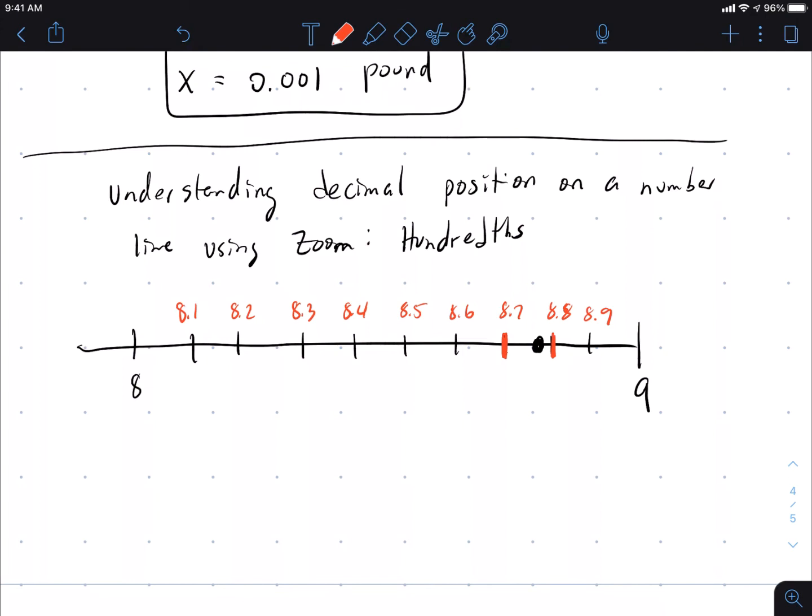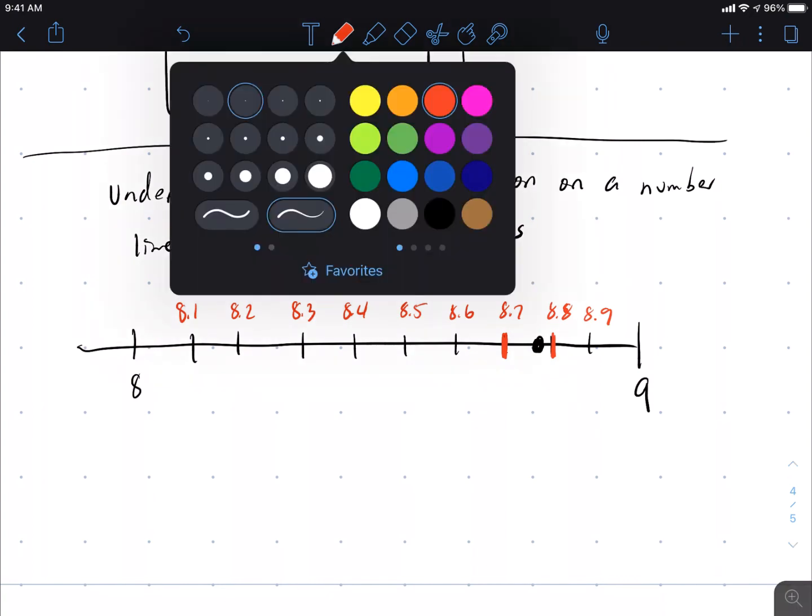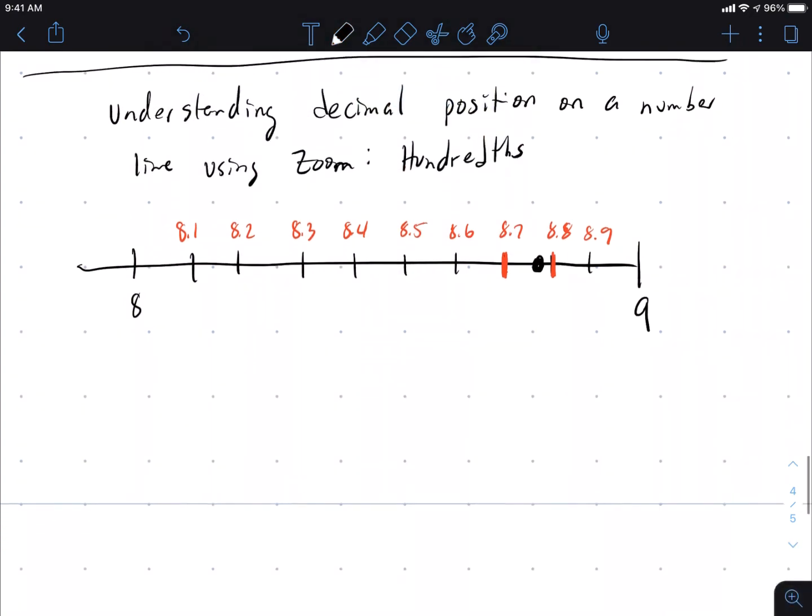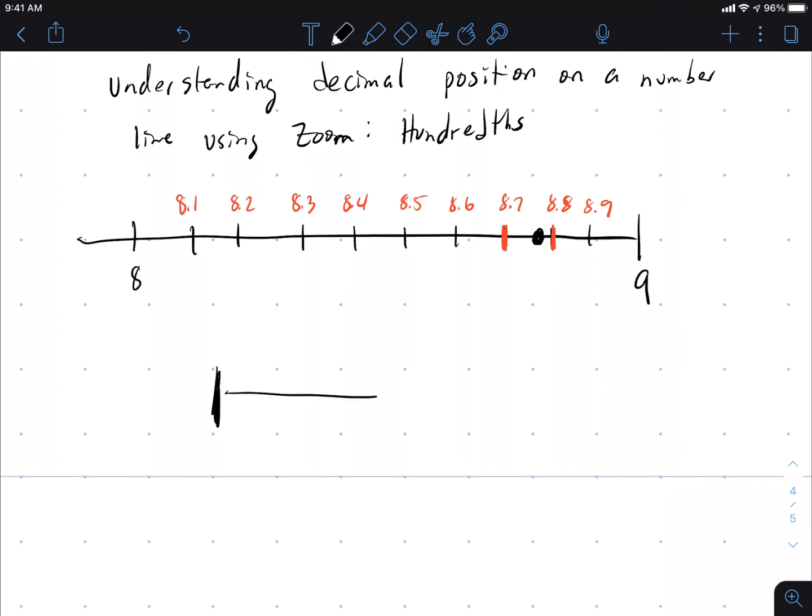So now that we understand that, I'm going to zoom in. This is 8.8 and this is 8.7. Then I'm going to put lines in between there, and I'll do 9 of them again: 1, 2, 3, 4, 5, 6, 7, 8, and 9.